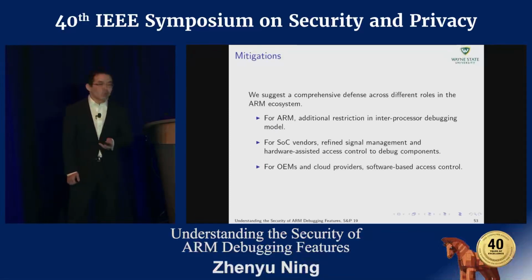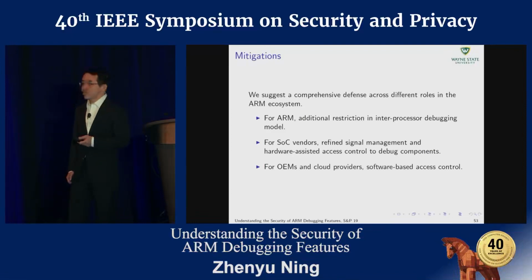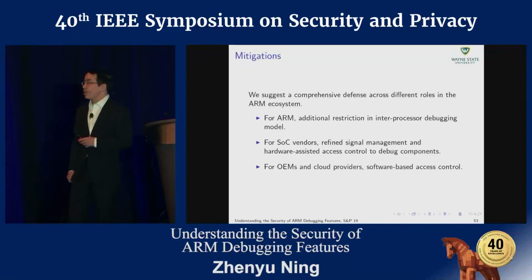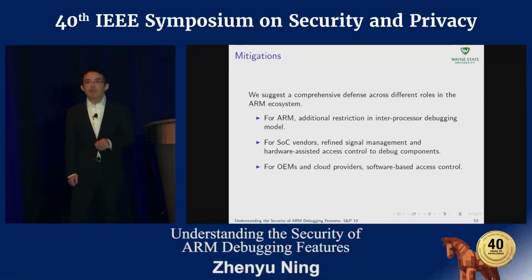For ARM, we suggest that additional restrictions should be applied to the interprocessor debugging mode. Specifically, when we do the interprocessor debugging, the privilege of the debug host should not be ignored. They should consider the privilege of both the debug host and the debug target.